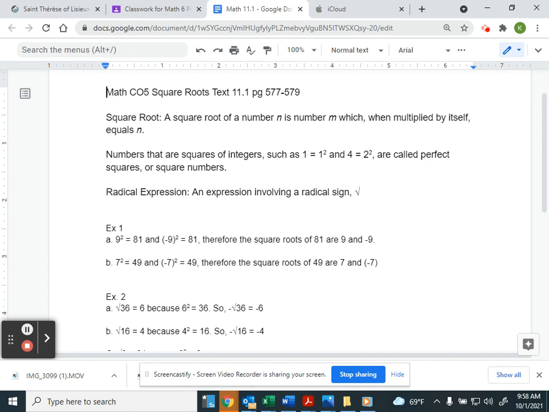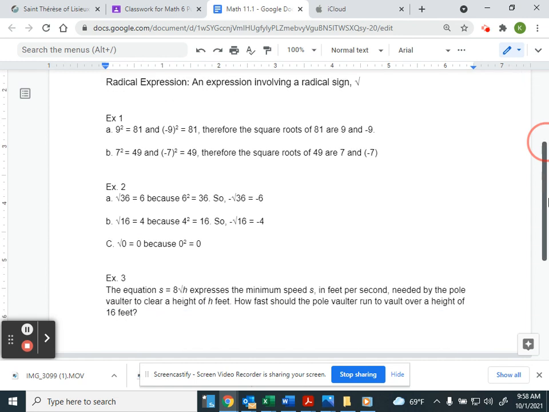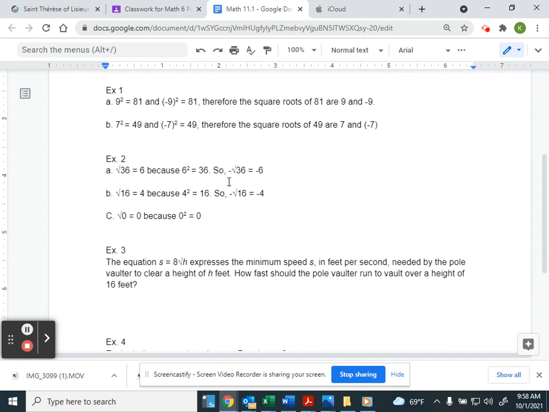So if we look at example 2, we have 36. The square root of 36 is 6, because 6 squared, 6 times 6 is 36. So if it's a negative square root of 36, your answer is going to be negative 6.